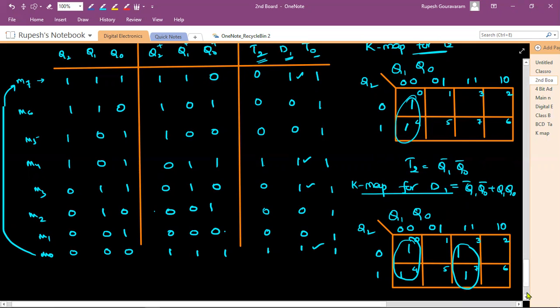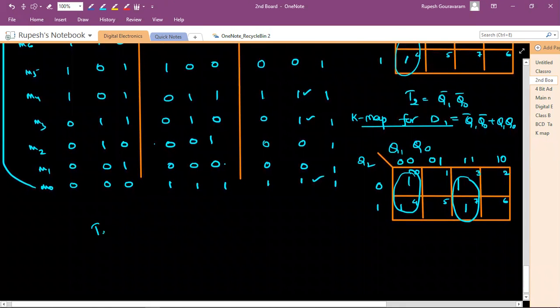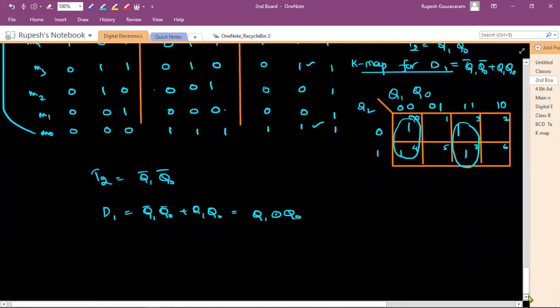Let me write this at the bottom. So we got T2 as Q1 bar into Q0 bar, and we got D1 as Q1 bar Q0 bar plus Q1 Q0. That is Q1 XNOR with Q0. This is what we got.